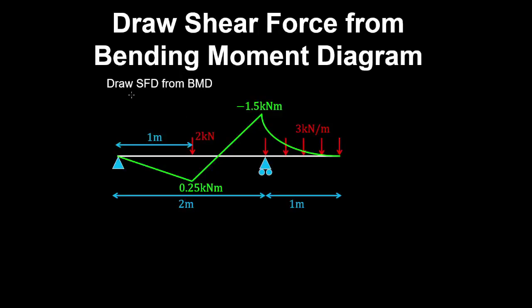We can draw the shear force diagram from a bending moment diagram. So what we do is cut two segments of the beam just after and before the support, and just after the support here, and take a free body of those segments.